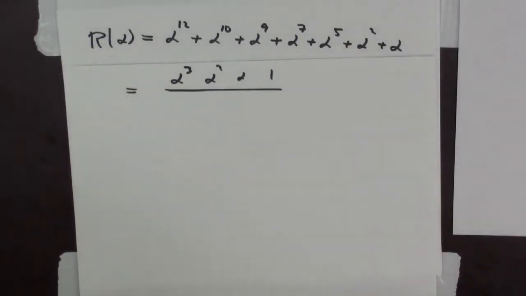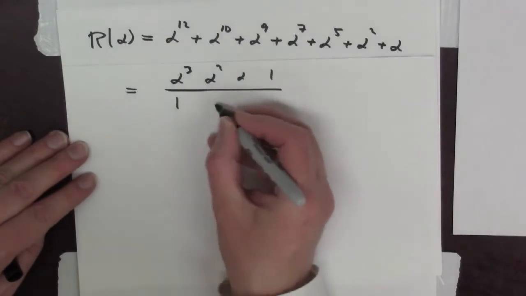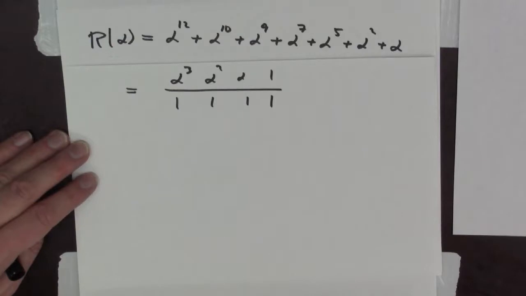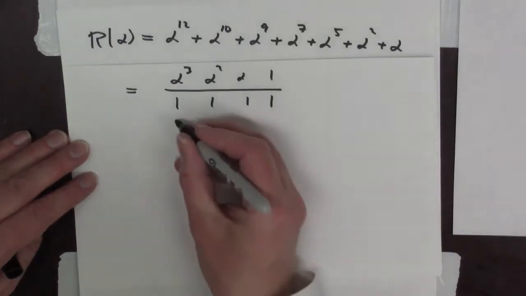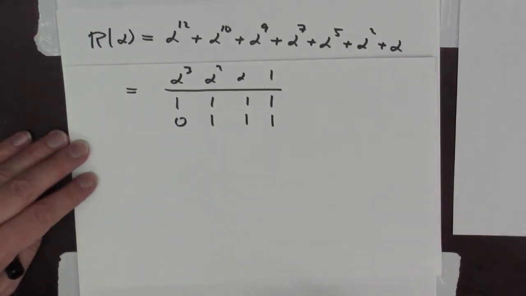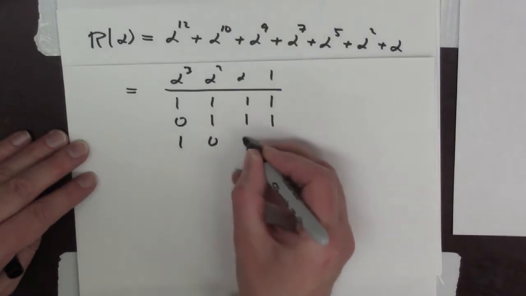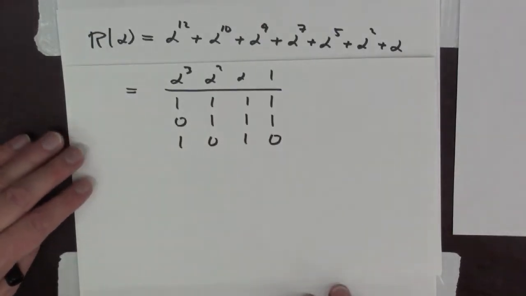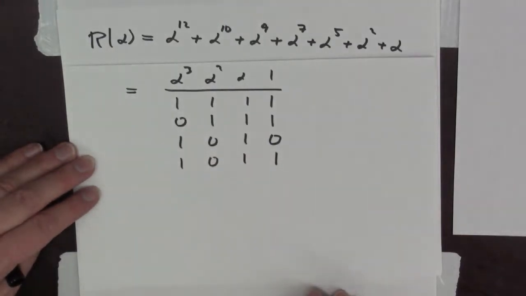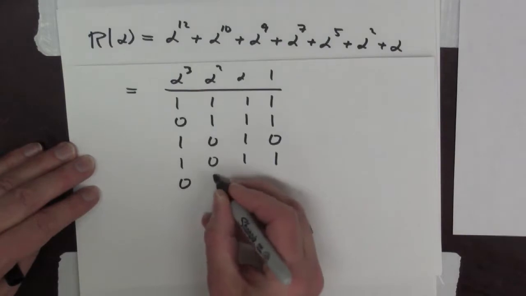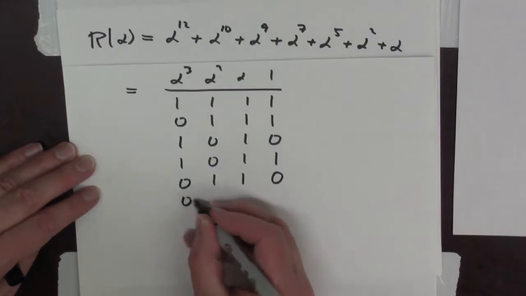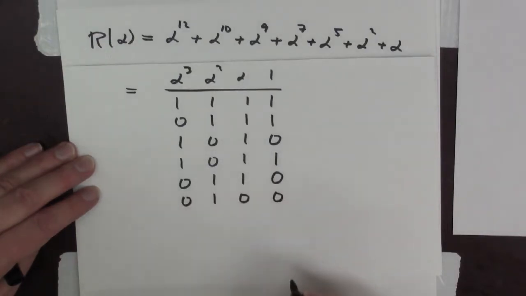So alpha to the 12, that's going to be alpha cubed, alpha squared, alpha, and 1. Okay, alpha to the 10, that is alpha squared, alpha, and 1. Alpha to the 9, that's 1, 0, 1, 0. Alpha to the 7, 1, 0, 1, 1. Alpha to the 5, 0, 1, 1, 0. Alpha squared, just alpha squared, and then we have an alpha.